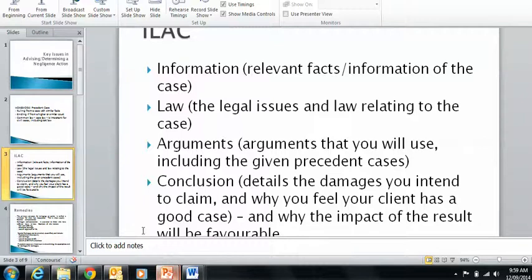So maybe if you compared it with an assignment, if it was an assignment I might say B minus because, for example, I haven't referred to any cases other than the ones that I've been given. That could have improved it. I referred to a couple of pieces of legislation. That's not too bad. I might think that in an assignment situation I can improve it more.